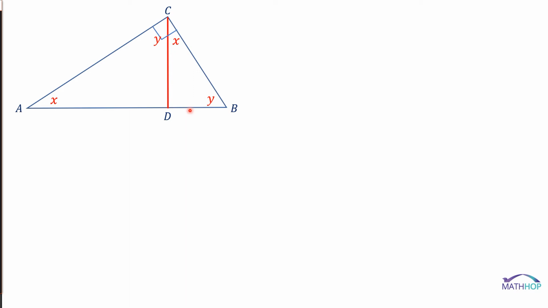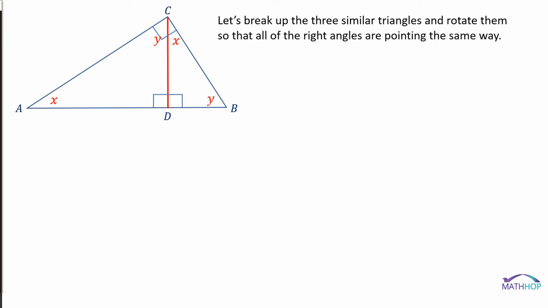So if you remember what we should know about altitudes, they are perpendicular. Perpendicular means they create right angles. So your diagrams are going to look like this, or a rotation of this figure. It won't always be facing this way. So let's just break up these three triangles and show you what I'm talking about.